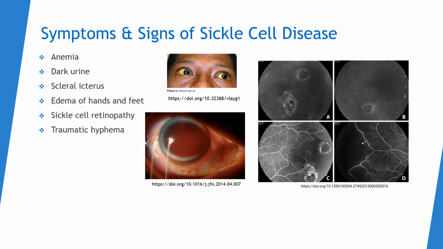Sickle cell disease is a systemic disorder, and a whole constellation of symptoms can present. For example, sickle cell disease can present with anemia, dark urine, sclera icterus, which is yellowing of the sclera, edema of the hands and feet, sickle cell retinopathy, as well as traumatic hyphema. Hyphema is a collection of blood in the anterior chamber.